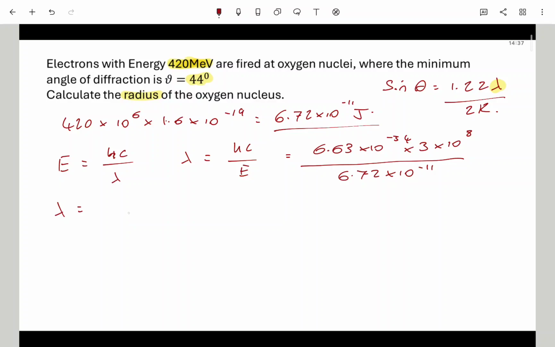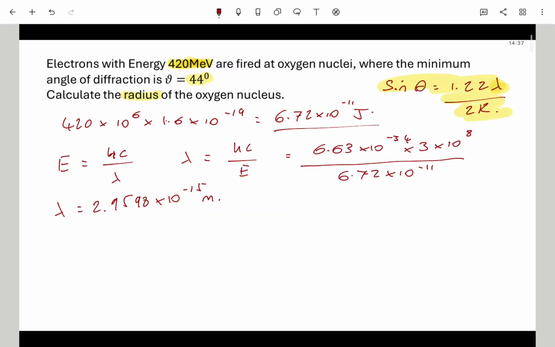Now remember, these have got to be approximately equal to the actual diameter of the oxygen nuclei, which we'll soon find out if that's true. 2.9598 times 10 to the minus 15 meters. So that's the wavelength for the electrons. Then what we can do is use this equation, and we're going to calculate R.